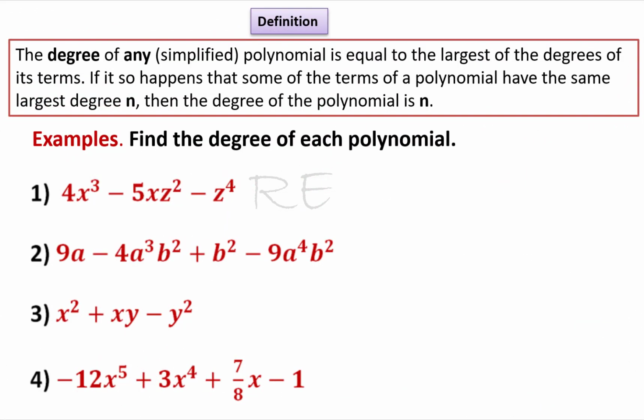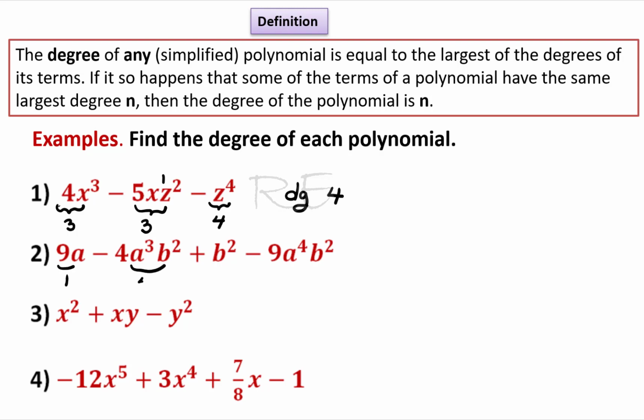The degree of any simplified polynomial is equal to the largest of the degrees of its terms. In case of a tie, we will take the common degree. For number 1, for x cubed, the degree is 3. Negative 5x z squared, the degree is 3. And z to the fourth, the degree is 4. So the degree of this polynomial is the highest, which is 4.